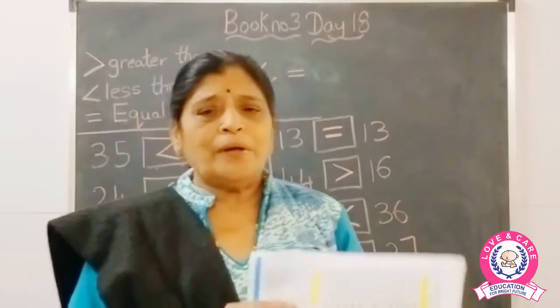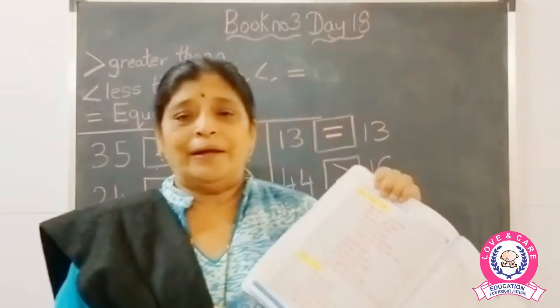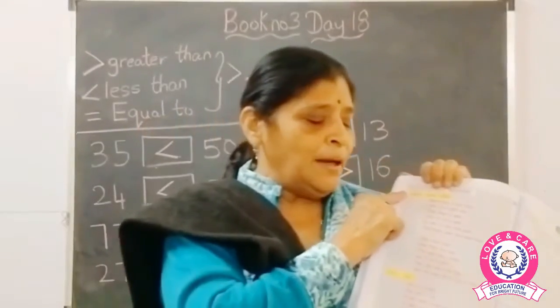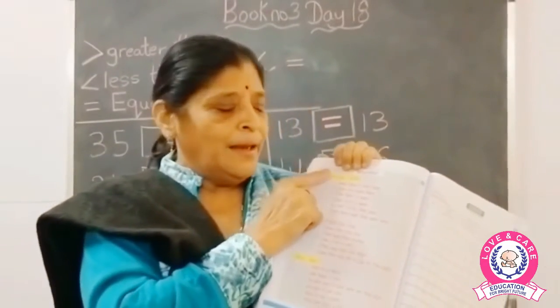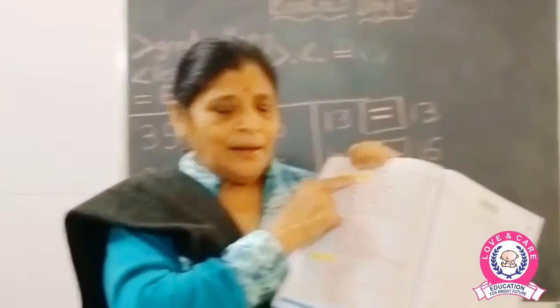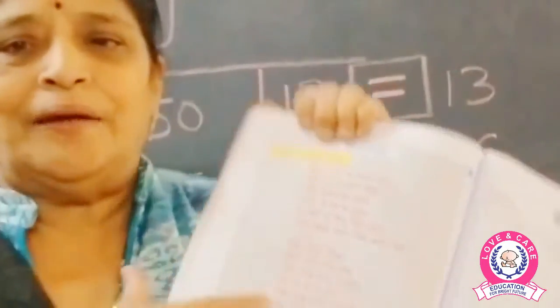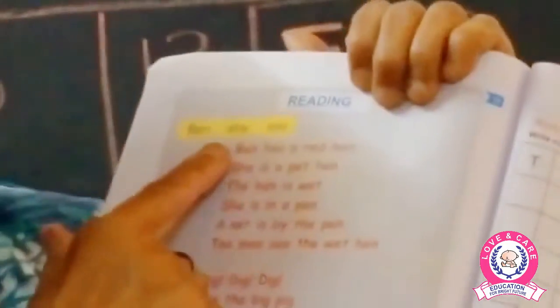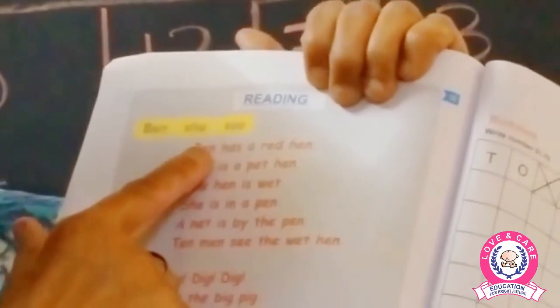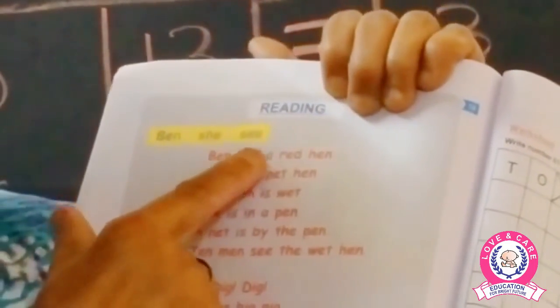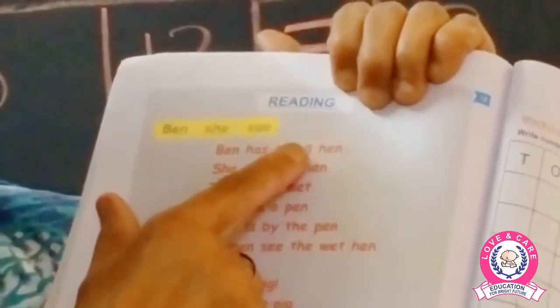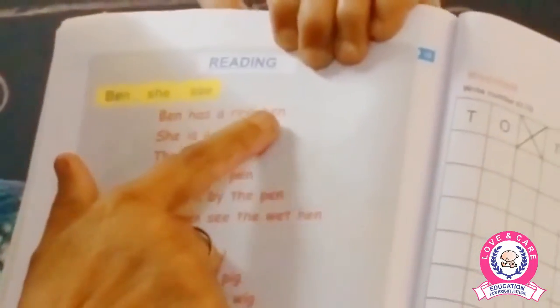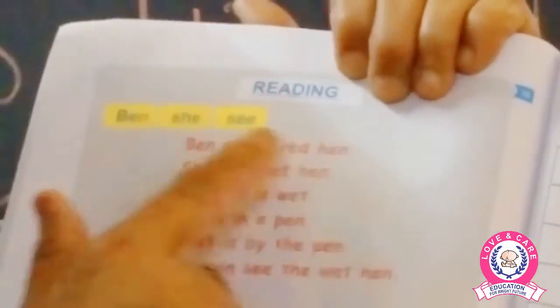So now here is the reading part. You have to do the reading. Ben, Ben. S-H-E, she. S-E-E, see. What is it? Ben, she, see. Now read it. B-E-N, Ben. H-A-S, has. A. R-E-D, red. H-E-N, hen. Ben has a red hen.